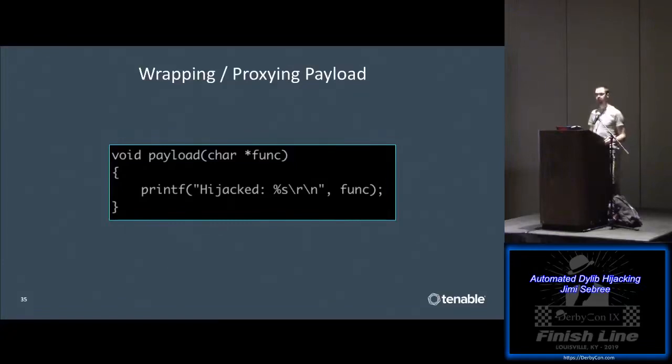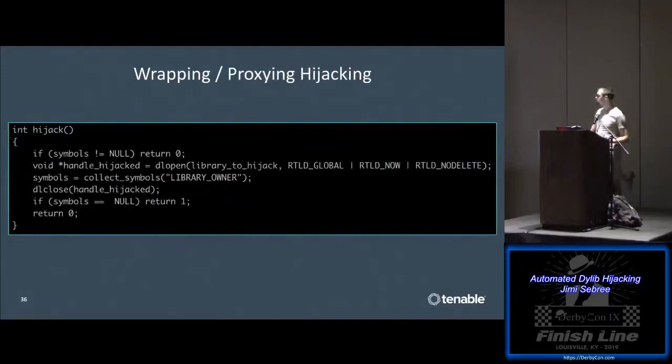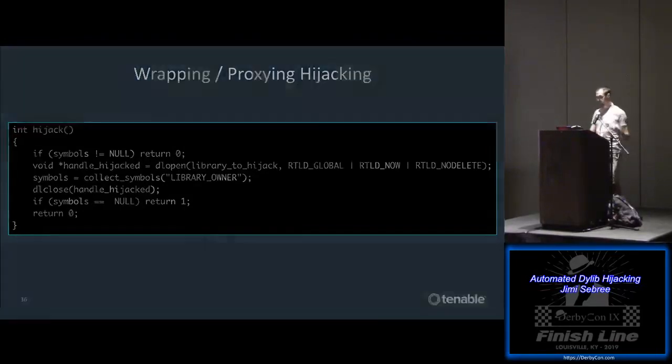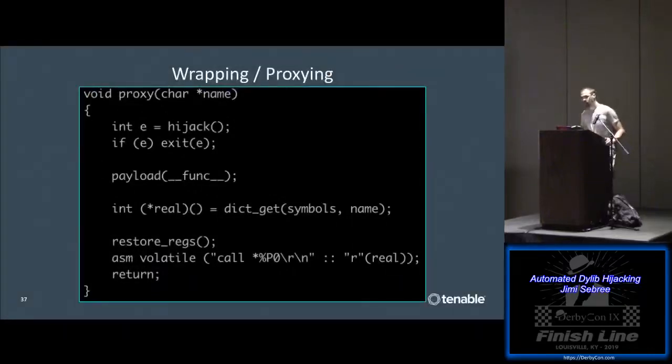The payload function, all I'm going to do here is keep it simple. Just print that I hijacked a function, then print the function that I hijacked. The hijack function, all it does is open the desired library, grab all the symbols from it, store those in that symbols variable from earlier, and then return. Proxy, this is where kind of the meat happens. First we'll hijack, we'll run our payload, and then we'll grab the real symbol and then make a call to that.